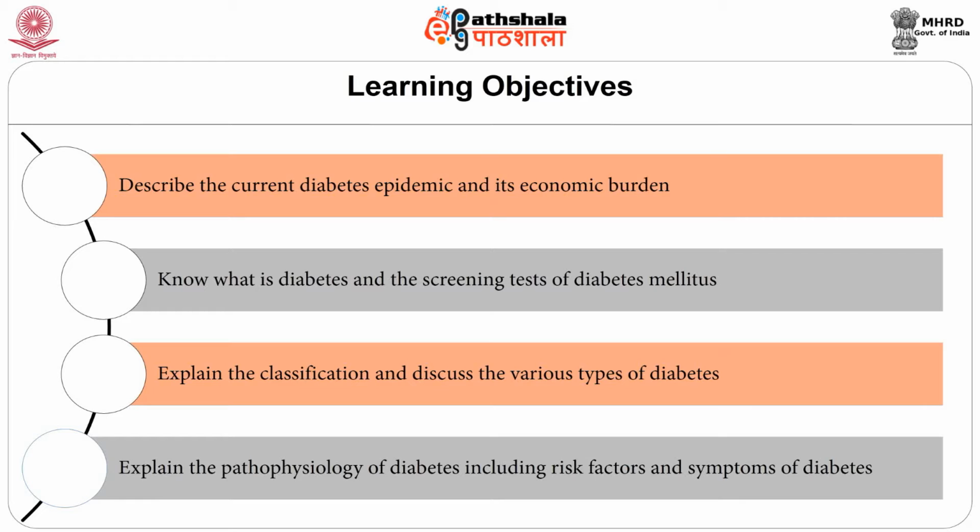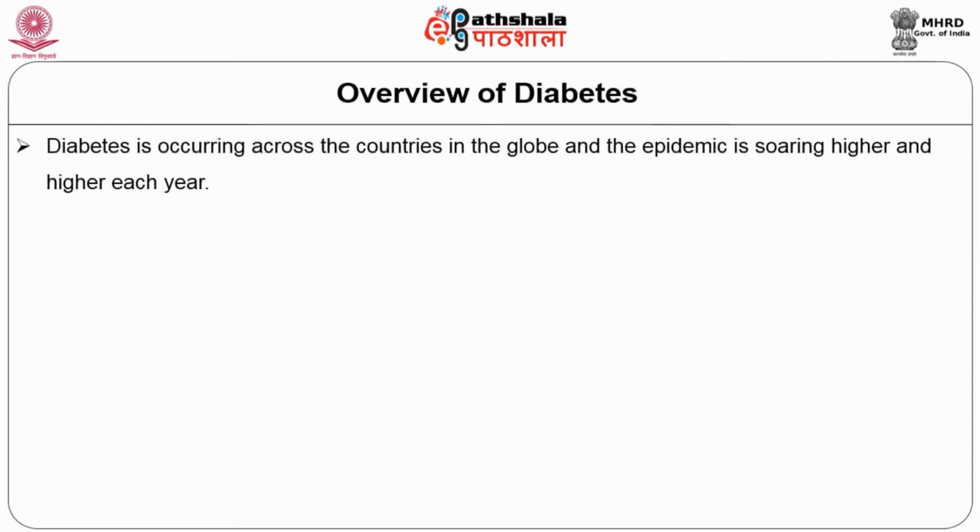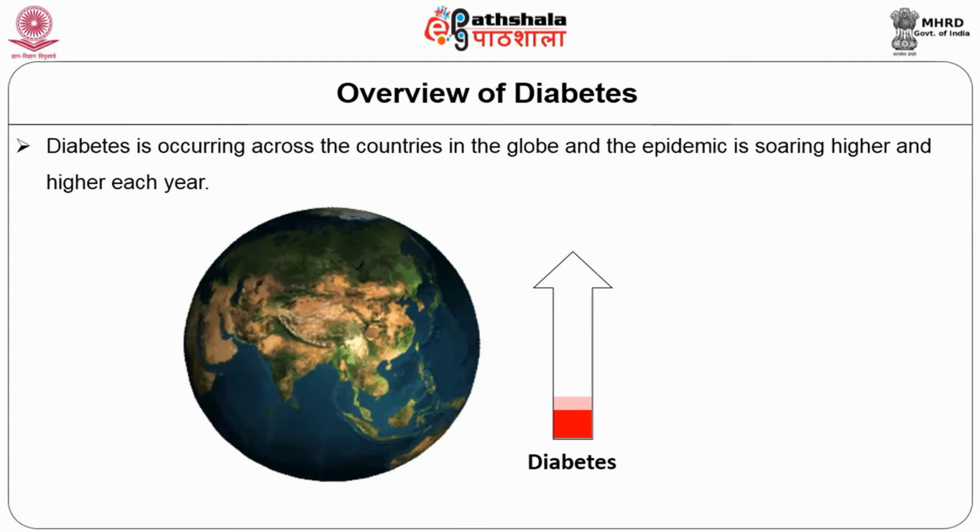The learning objectives are: describe the current diabetes epidemic and its economic burden, know what diabetes is, know the screening tests for diabetes, and explain the classification and various types of diabetes, including the risk factors and the pathophysiology, sometimes called the etiology of diabetes. So let's start with the overview, the big picture.